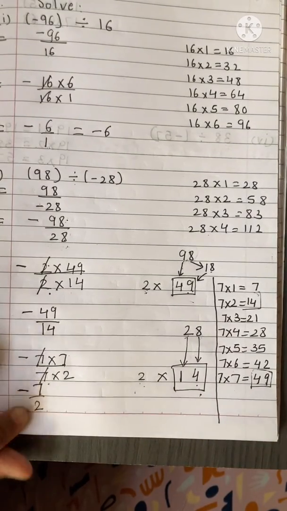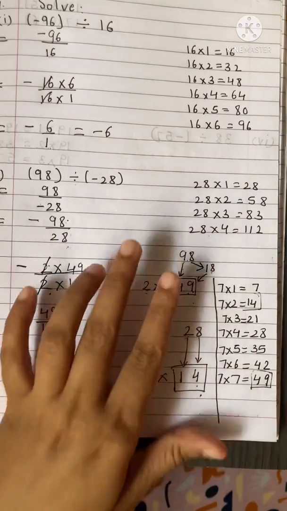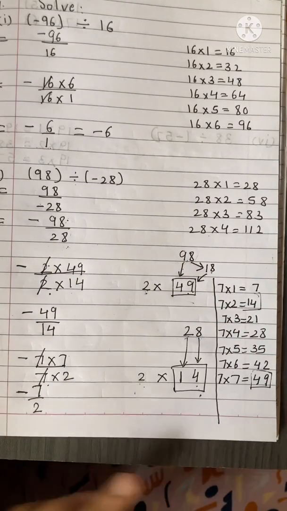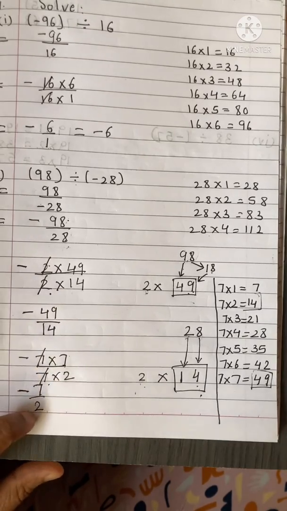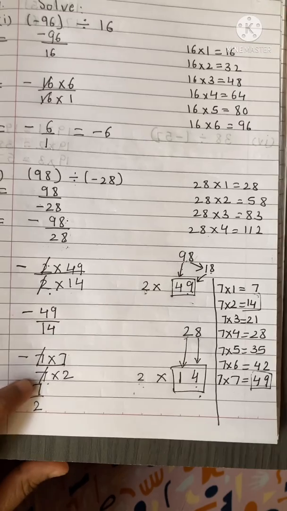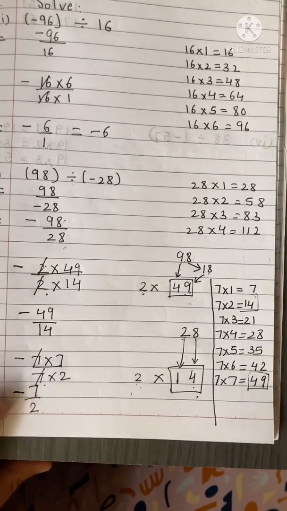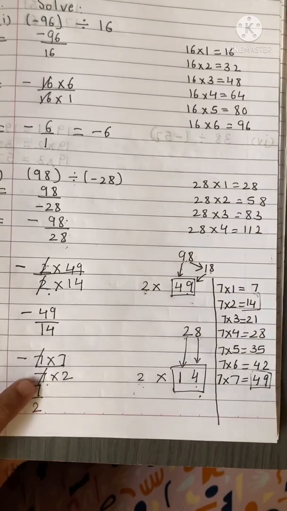Now these two numbers which are there, they do not come in any one common table. If you check 2's table, in 2's table 7 does not come. In 2's table 2 comes, 2 ones are 2, but 7 does not come. So that's why this is the final answer, minus 7 upon 2.